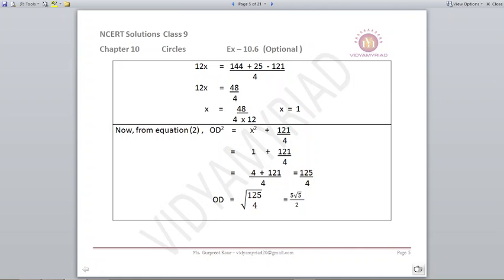Now we will just put this value of x in one of the equations. Let us put it in equation number 2. OD square is equal to x square plus 121 upon 4. Just put 1 in place of x. You get OD as root of 125 upon 4, which is 5 root 5 upon 2, which is your required answer.